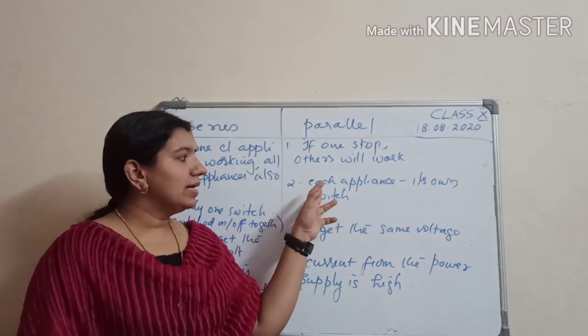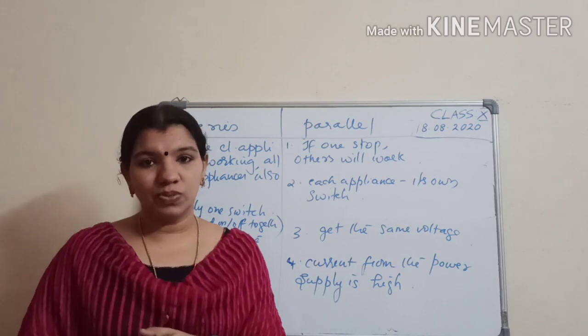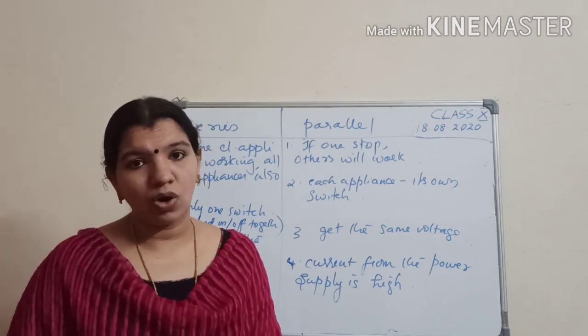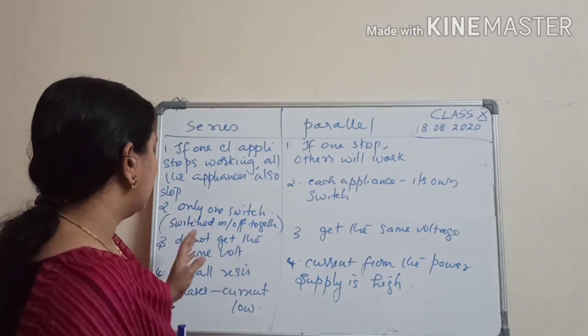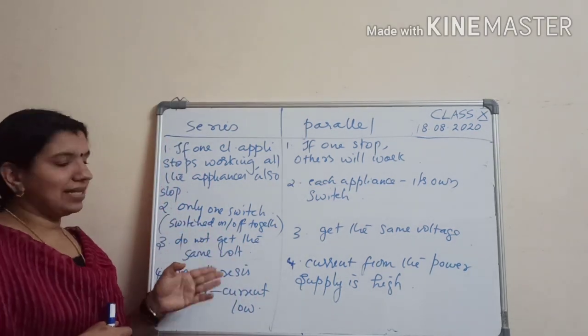Clear? Now, each appliance has its own switch. That is the advantage of parallel combination. Each appliance has its own switch. Next, the third point is that in series, appliances do not get the same voltage.